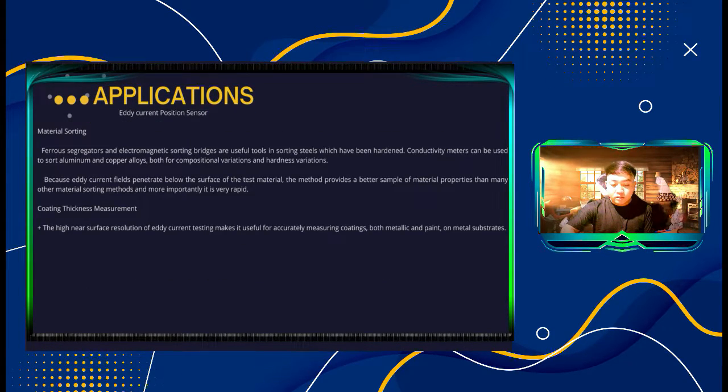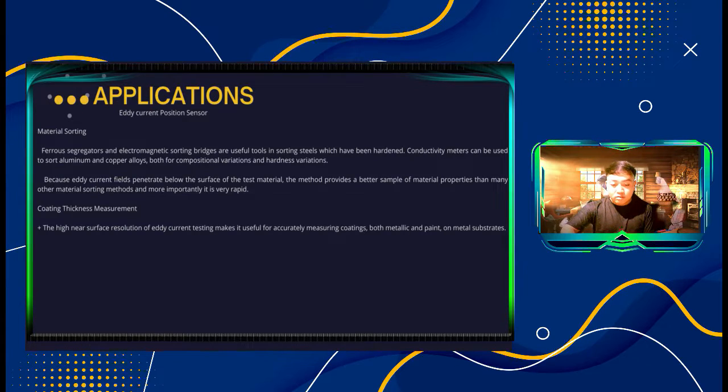Material sorting. Ferrous segregators and electronic sorting bridges are useful tools in sorting steels which have been hardened. Conductivity meters can be used to sort aluminum and copper alloys, both for compositional variations and hardness variations. Because eddy current fields penetrate below the surface of the test material, the method provides a better sample of material properties than many other material sorting methods, and more importantly, it is very rapid.